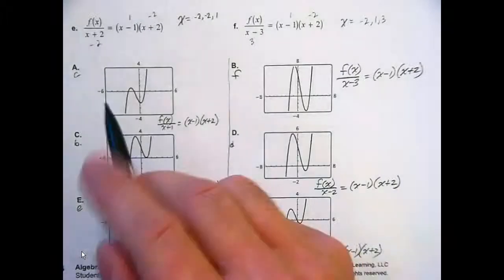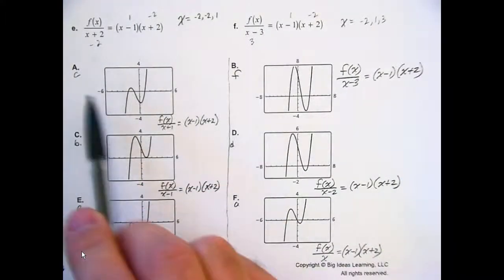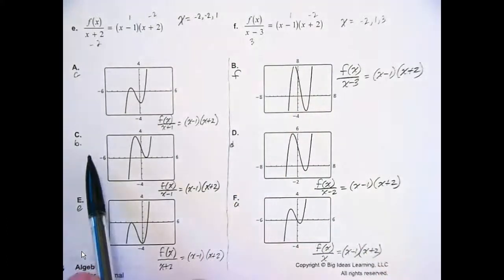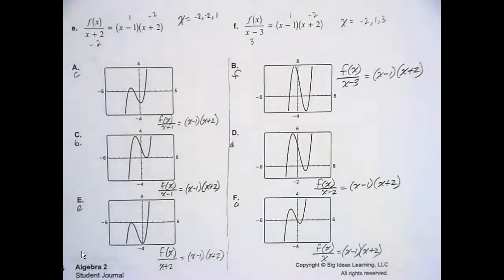So graph A goes with function C. Graph B goes with function F. Graph C goes with function B. Graph D goes with function D. Graph E goes with function E, and graph F goes with function A. Okay? How many got them? All right. What kind of questions we got?